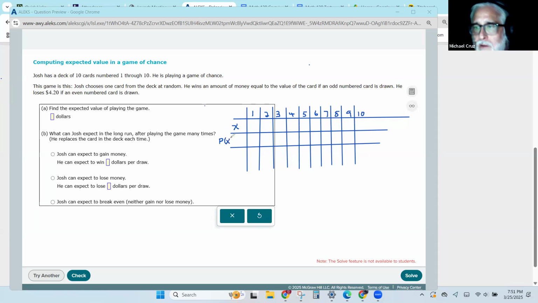Now, thankfully, they tell us it's a fair game. In other words, there's 10 of them. If you're picking at random, you have a 1 out of 10 chance of getting either one of those cards. So I'm going to put this part first. Each one of these is going to be 1/10.